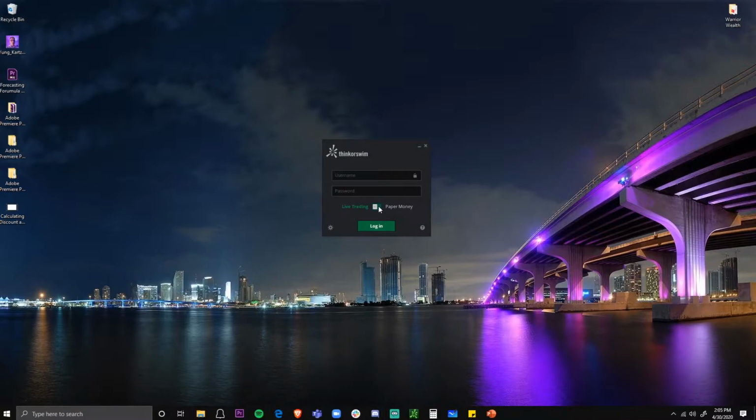The paper money, it is live data. If you do request it from TD Bank or TD Ameritrade, you might have to have like $50 or $100 deposited into your account just for them to approve you for live data. But anyways, once you're in your system, it will just start loading up like it is now.